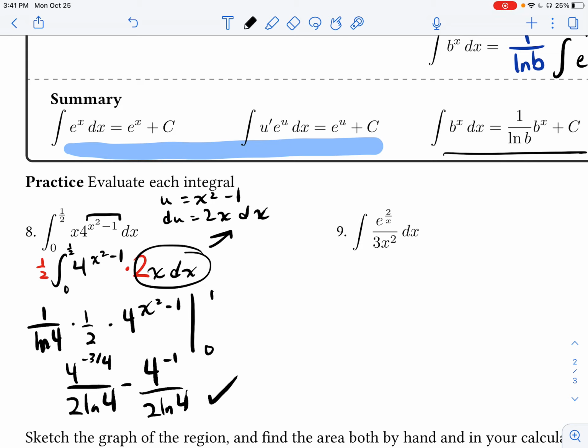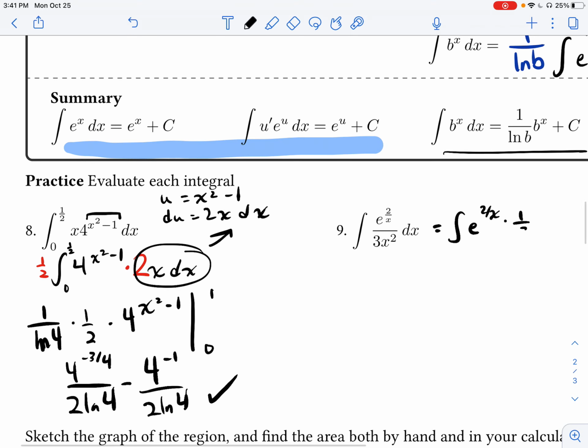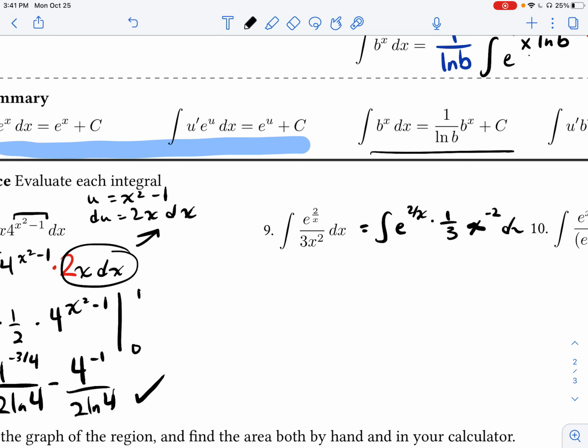All right, for number 9, we can rewrite this, if it helps at all, as e to the 2 over x times 1 over 3 x to the negative 2 power dx. So I'm going to move that 1/3 over to the outside now. And then move all of this here.